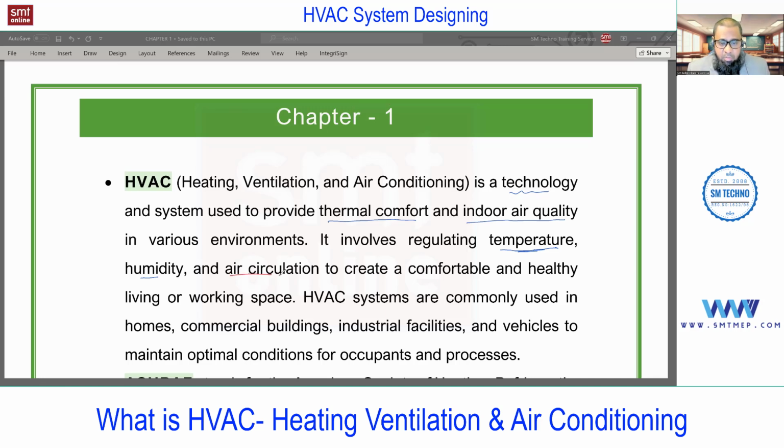Then air circulation, I'm talking about the distribution of air. Proper distribution and proper circulation of air is also one of the major parameters for air conditioning to get the desired results, and to create a comfortable and healthier living or working space. So HVAC systems are commonly used in homes, nothing but residential, commercial buildings like schools, offices, malls, etc., and no doubt industrial facilities, and vehicles, to maintain optimum conditions for occupants and process. So I think you got the idea of what is HVAC, at least the basics. Next. So step by step we'll proceed.